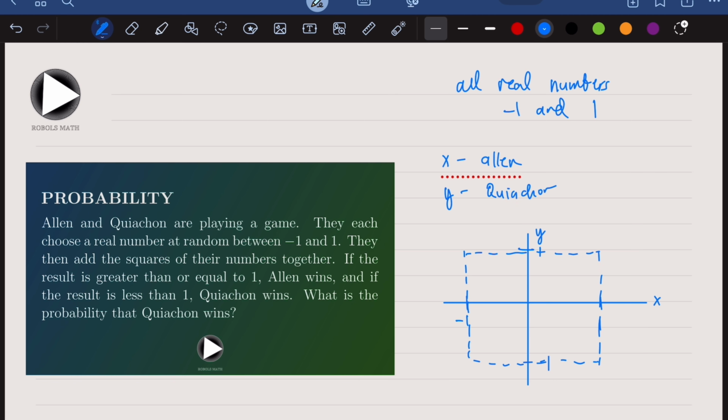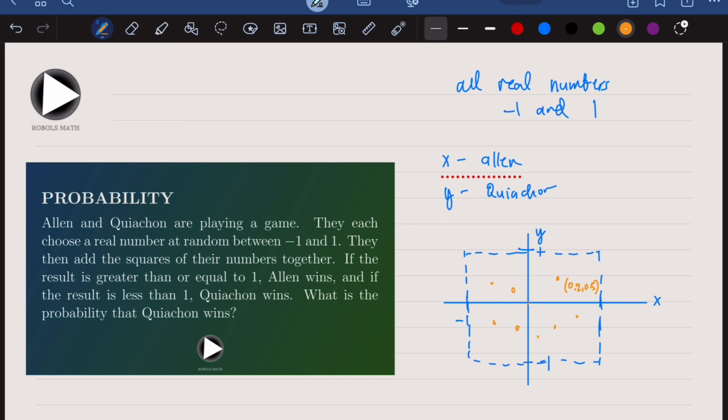For example, if we pick a random point from this box, let's say this point could be 0.2, 0.5, which means that the number picked by Alan is 0.2, while for Quaichon it is 0.5. So that's one of the many points possible here. We can draw infinitely many points here, and all of them are possible choices as long as they are within the box we set.